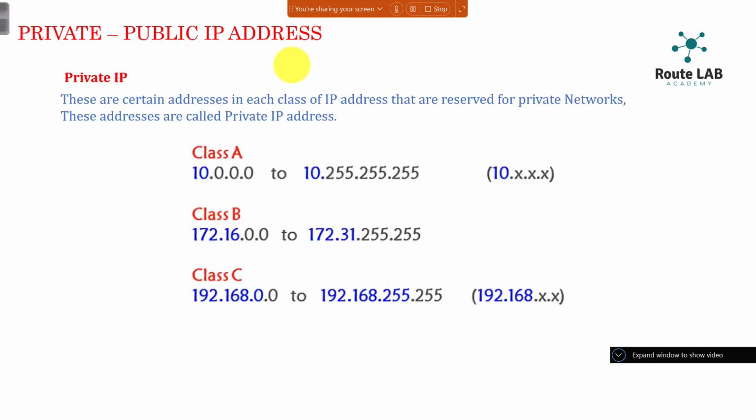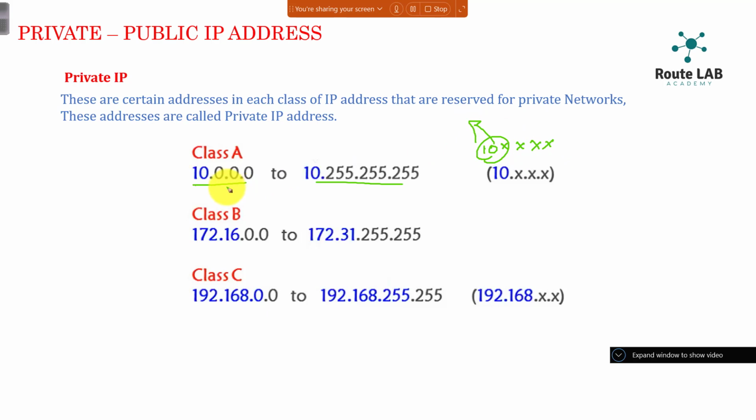Coming to the ranges of each class, they have given a private range because public IPs are a lot of addresses we cannot memorize. That's the reason they have given a private range in each class. In A class, the range is 10.0.0.0 to 10.255.255.255. Whichever address starts with 10 comes under the private category.